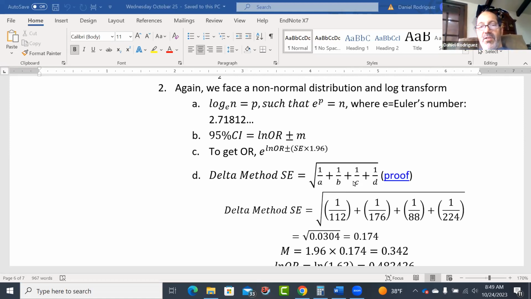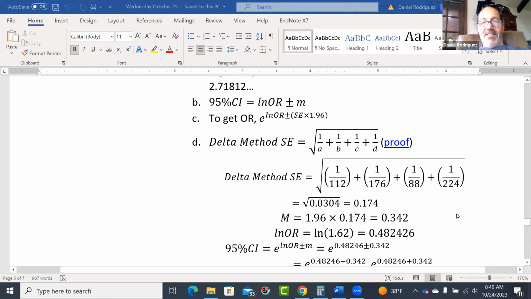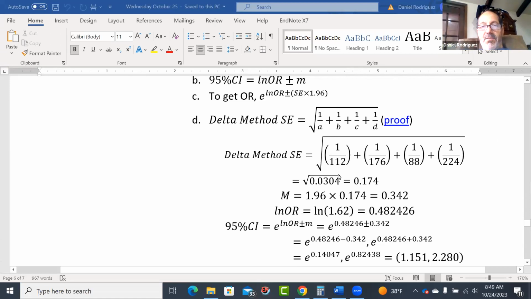But within that 2 by 2, there'll be 4 different cells, and the standard error is 1 divided by whatever cell A is, plus 1 divided by cell B, plus 1 divided by cell C, plus 1 divided by cell D, and take the square root of that. And I have a proof of that if you're interested. That was one of my favorite things that vexed me. I can't stand things that look like this that don't make sense when you just look at them. So I went and did a proof of that. That was fun for me to do. So that's our delta method standard error.